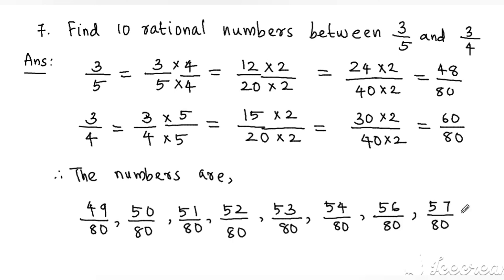Actually, one number is missing, so you can take any 10. Then 56 by 80, 57 by 80, 58 by 80 and 59 by 80. You can take any 10 numbers that lie in between 48 by 80 and 60 by 80.